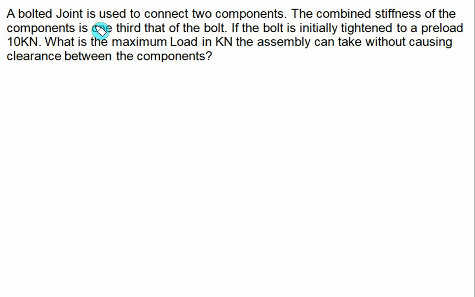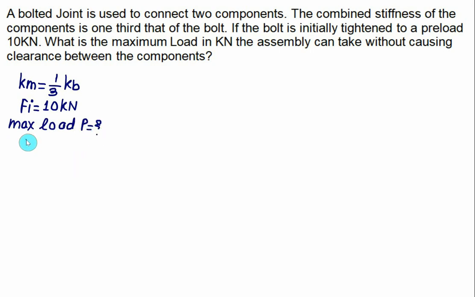A bolted joint is used to connect two components. The combined stiffness of the components, that is Km, is 1/3 of the bolt. So we have given here the value of Km equal to 1/3 of the stiffness of the bolt, Kb. If the bolt is initially tightened to a preload of 10 kN, so the initial load Fi is equal to 10 kN, what is the maximum load in kilonewtons the assembly can take? The assembly can take a maximum load equal to the external force P. So the maximum load P we have to find out.